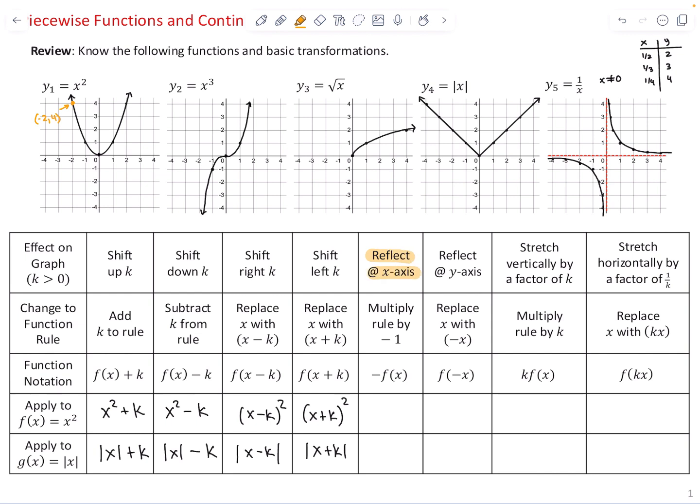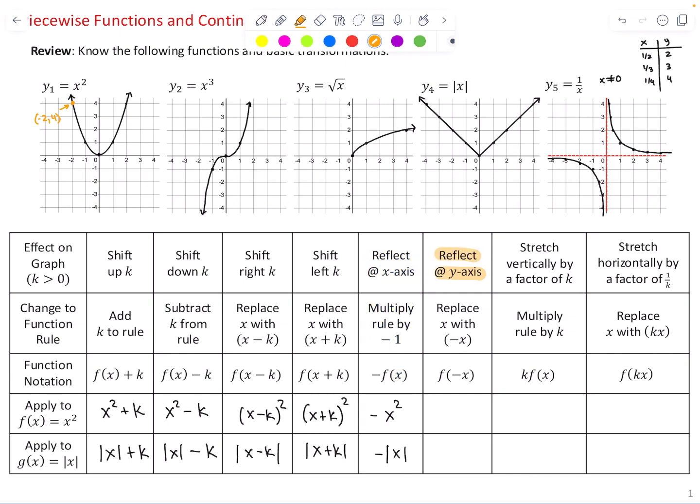To reflect about the x-axis, you just simply multiply your rule by -1. So negate the function. Begin with x squared, multiply by -1, which means put a negative here in front. Now mind you, the order of operations here, you would still square the x first, get a result, and then do the negative second. In the case of absolute value of x, here's our rule, simply multiply by -1.